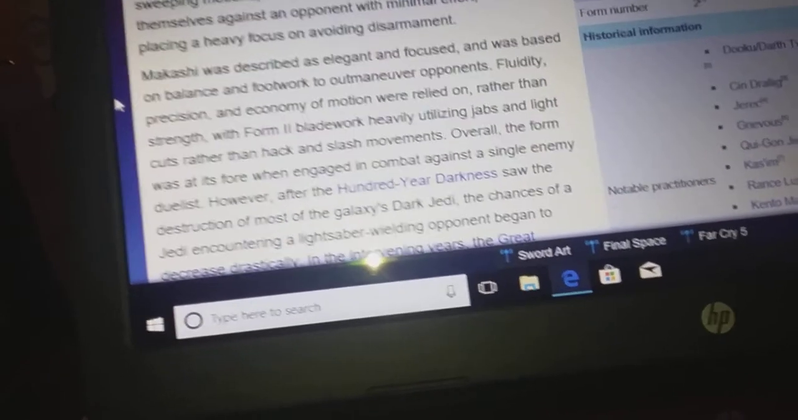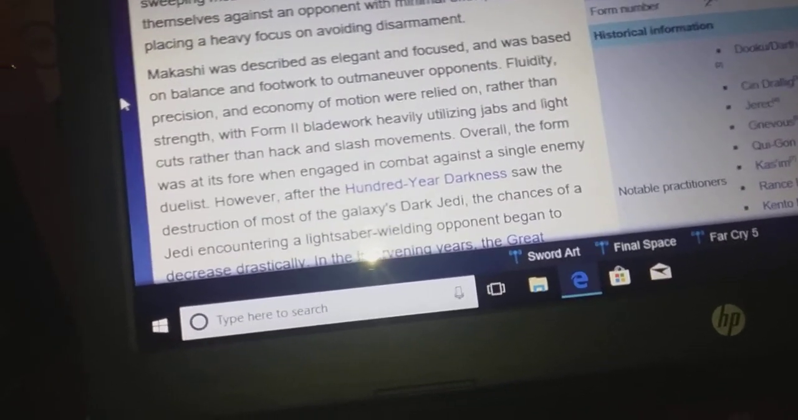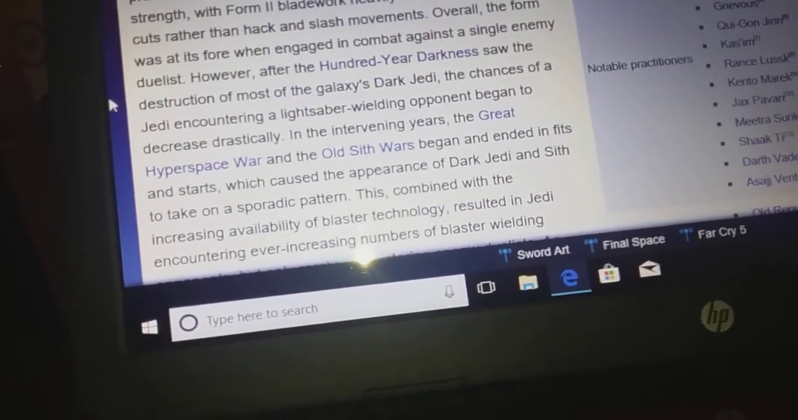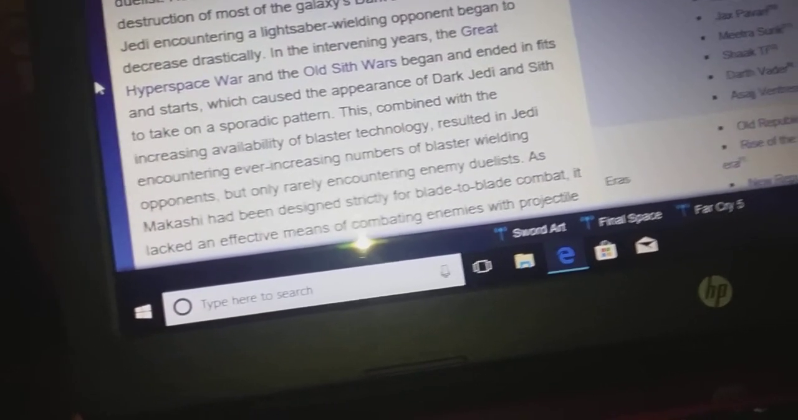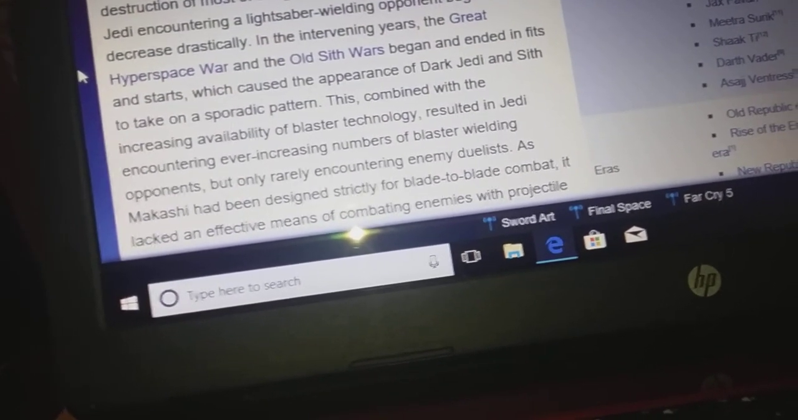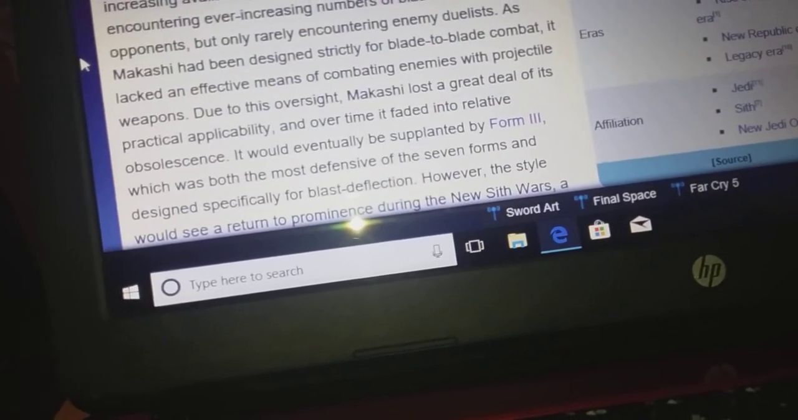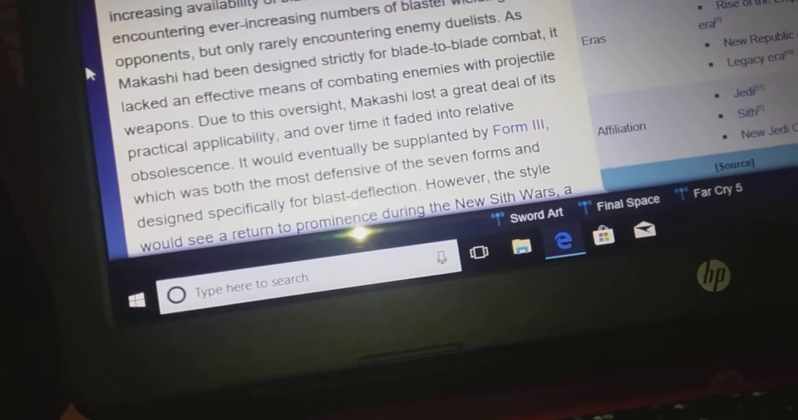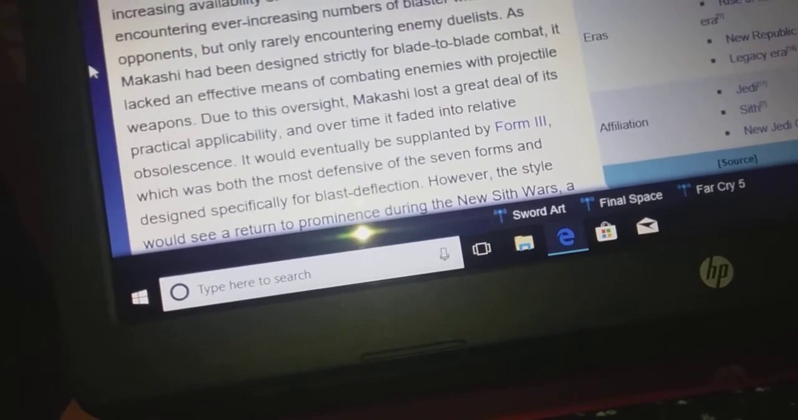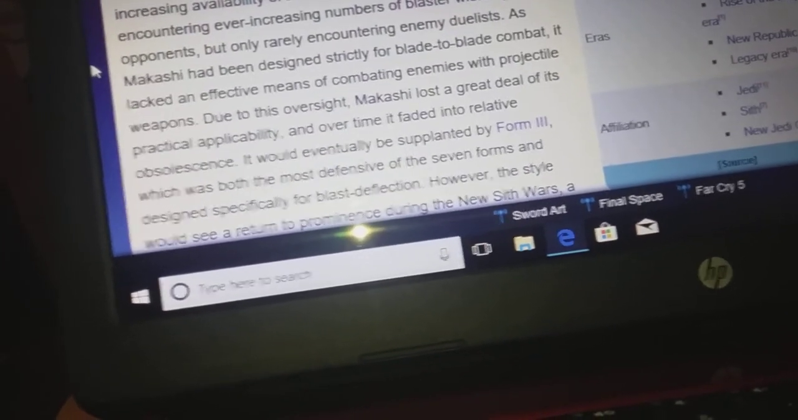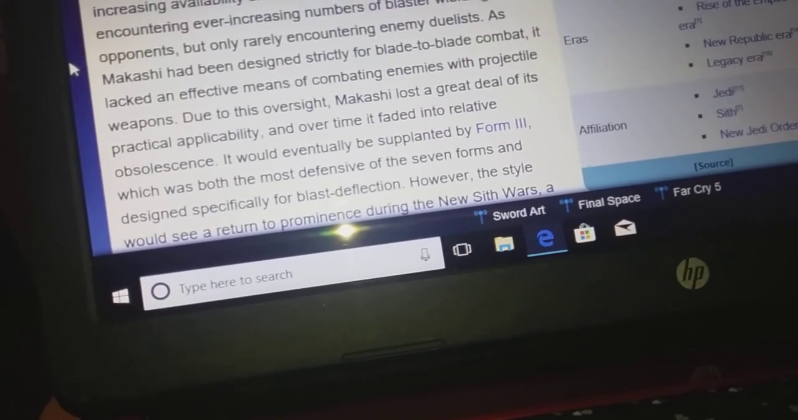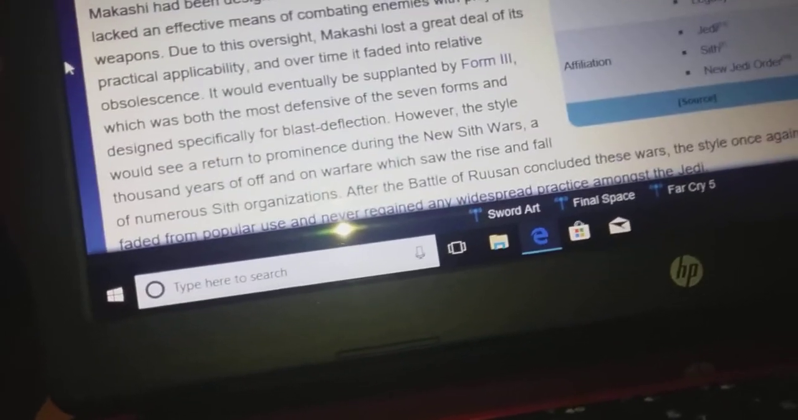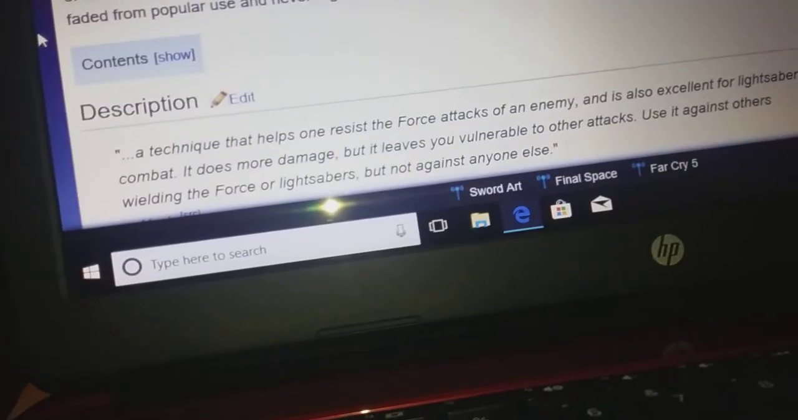However, after most Dark Jedi went away, it became kind of a joke. Because, oh yeah, there's no one else with a lightsaber, so we don't need this. Plus, it'll get you horribly killed when people have a blaster. But it would eventually be supplanted. Its biggest blow was when Form 3 came out, which was the most defensive of the forms. However, then the Sith came back again.